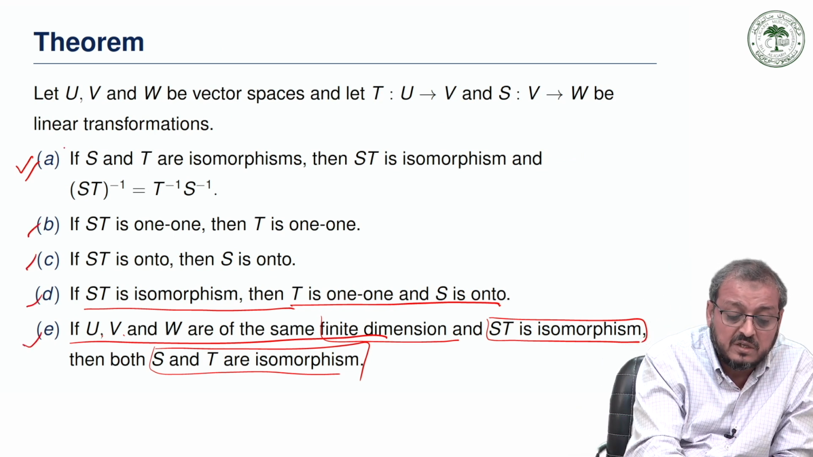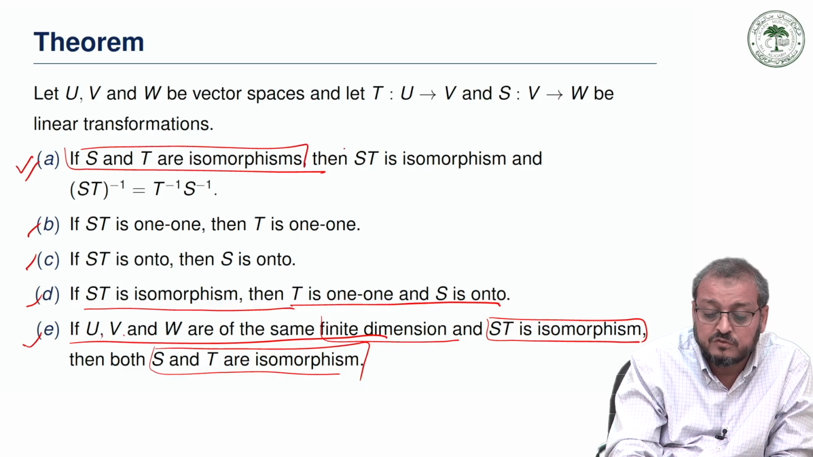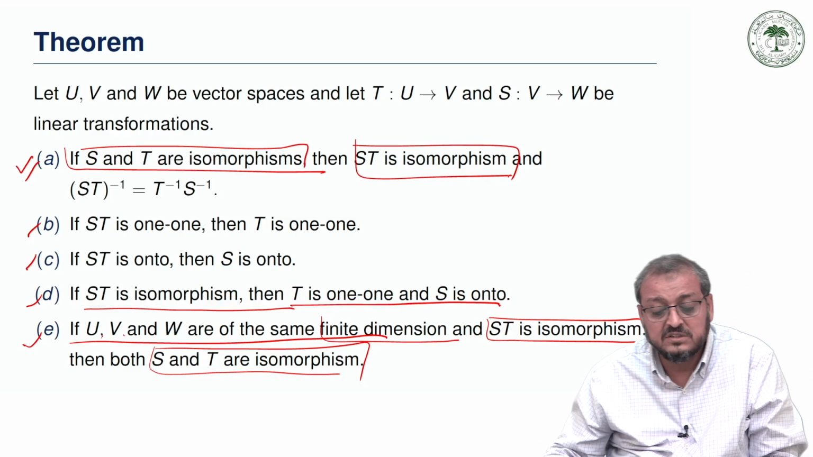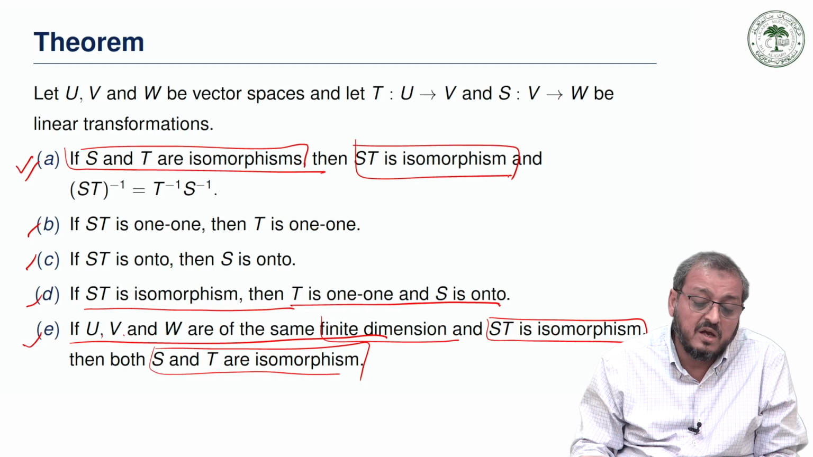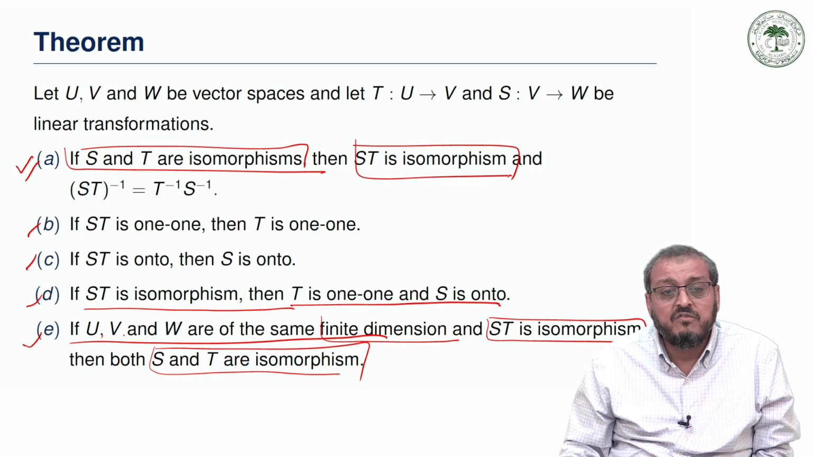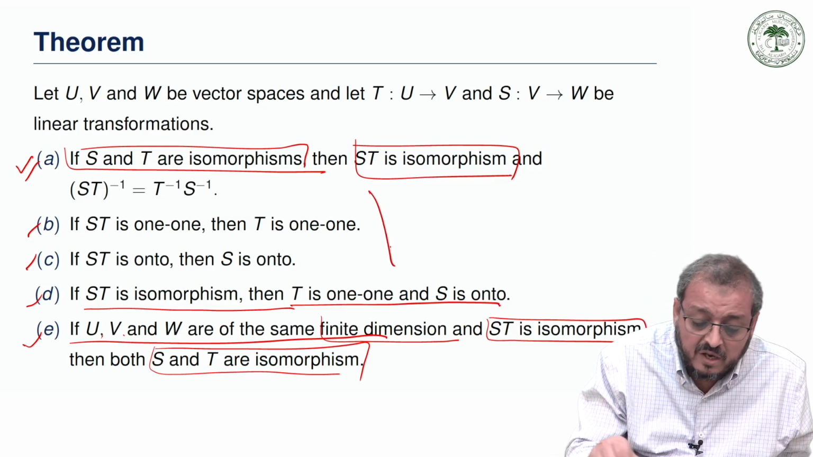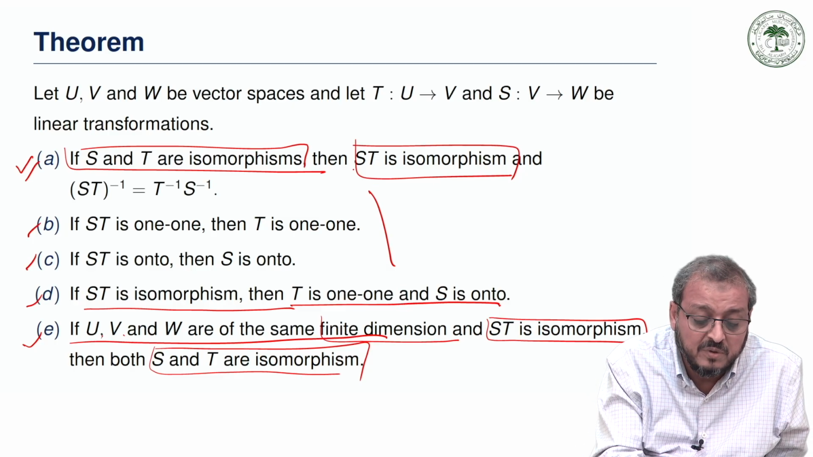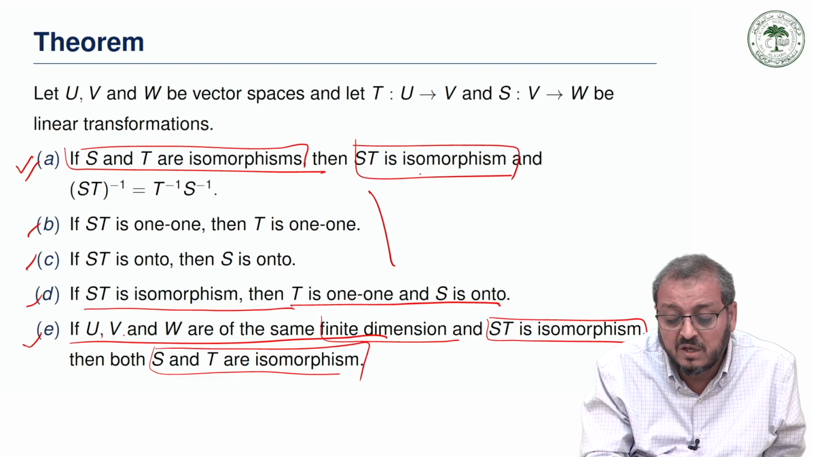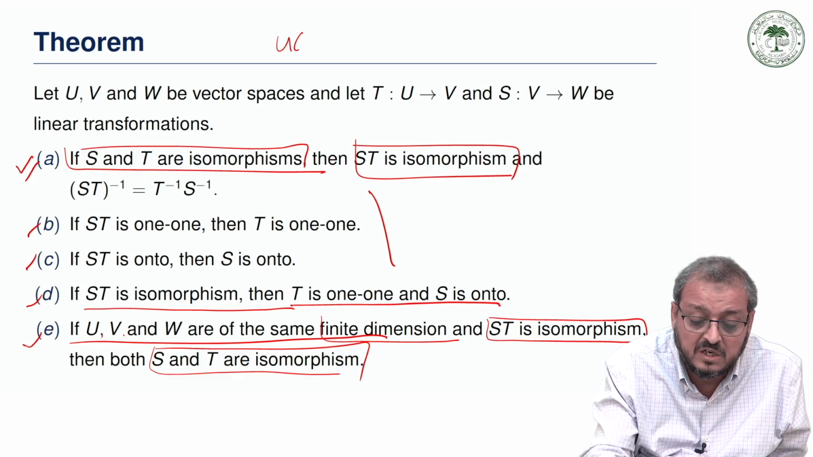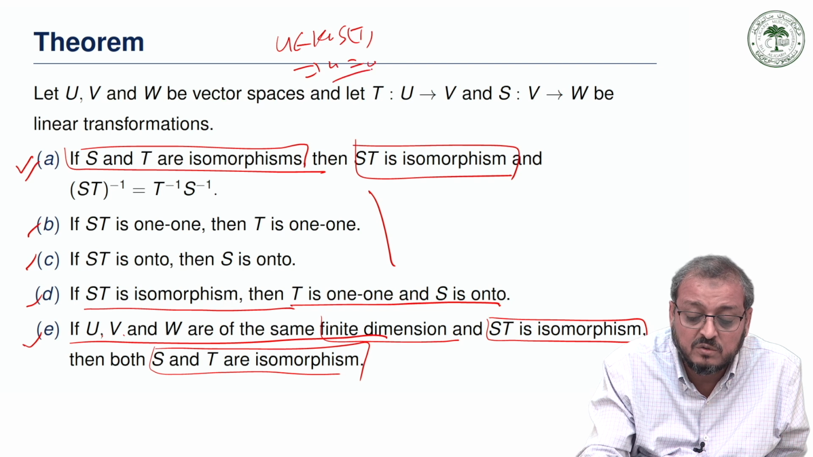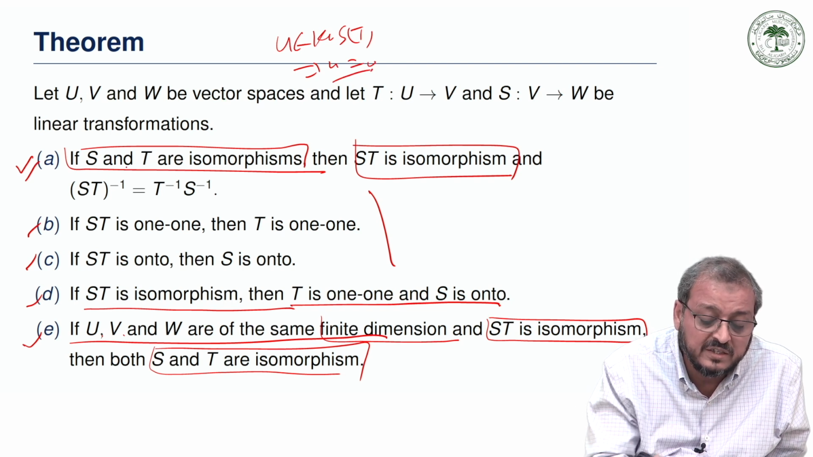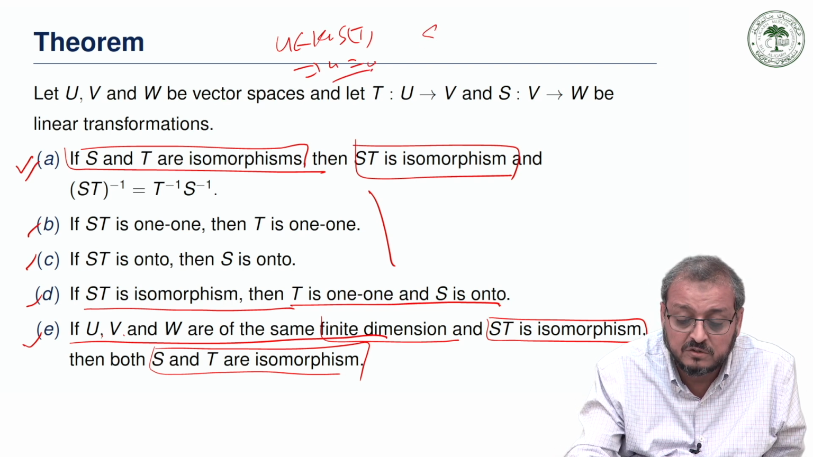I just leave this part. If S and T are isomorphisms, then you prove that ST is an isomorphism. This is your home assignment. You try it yourself, using that S and T are isomorphisms. Take some element U of the kernel of ST, and then show that this U is equal to 0 by using that S and T are isomorphisms. So S of T of U is equal to 0.